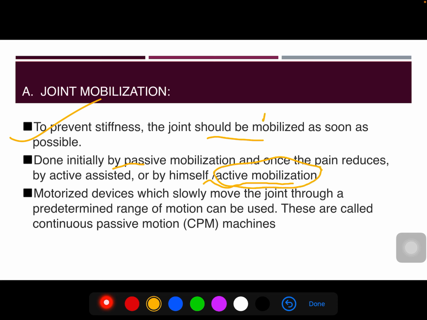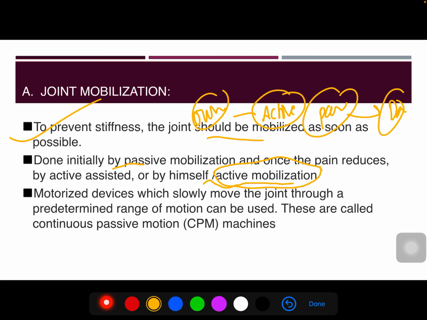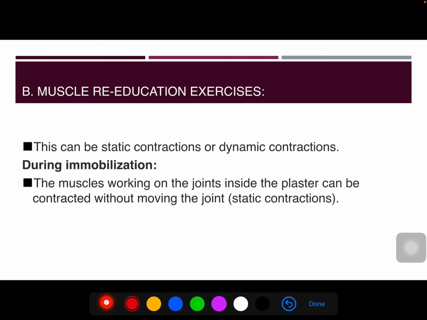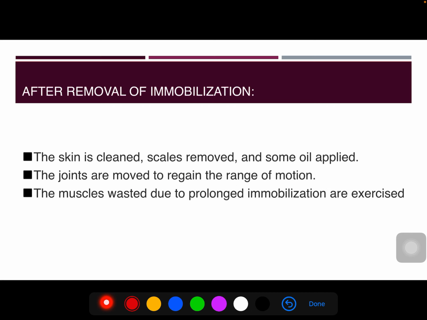For the difference between active and passive, if the patient does it by himself, then it is active, and if another person like a doctor helps the movement, like the doctor does the movement, then it is passive. A motorized device which slowly moves the joint through a predetermined range of motion can be used, which is called a continuous passive motion machine. And the muscle re-education exercises can be static contraction or dynamic contraction. During immobilization, the muscle working on the joint inside the plaster can be contracted without moving the joint, which is static contraction.